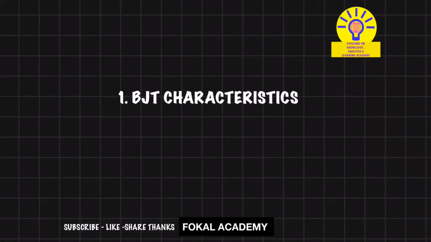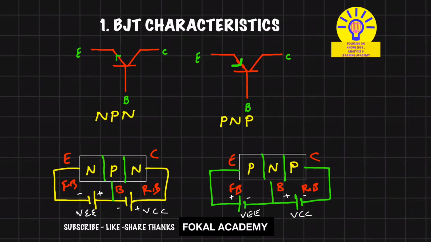In this class, we are going to discuss the BJT characteristics completely. BJTs are classified into two types: the NPN transistor and the PNP transistor. In the NPN transistor, the arrow mark indicates the current going outside, while in the PNP transistor, the current comes inside. These are the two different symbols for the NPN and PNP transistors.